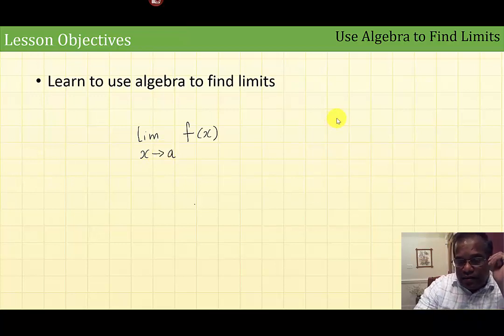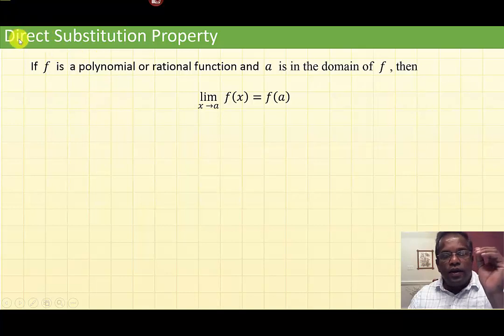If we get something like 0 over 0, which is called an indeterminate form, or any other indeterminate form, then we should try to simplify the function f of x using algebra and then get the limit. That's how we're going to do it. Now, before we learn to use algebra to find limits, let's talk about the direct substitution property.